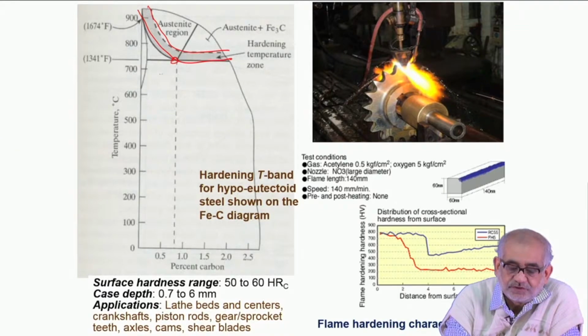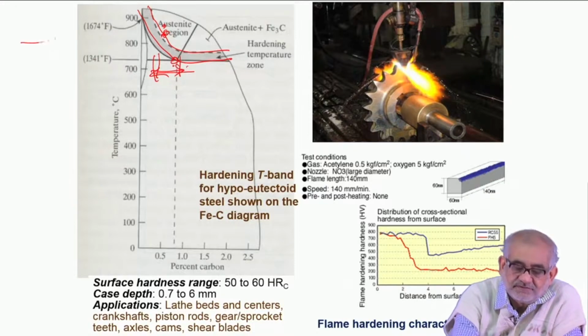So this is the eutectoid point, and we are talking about typically steel of this composition range. This is the kind of temperature that we heat up to. But since it's a transient heating, it is very difficult to maintain a precise temperature, and it is not going to be an isothermal condition. There will be a gradation of temperature from the surface to the interior.